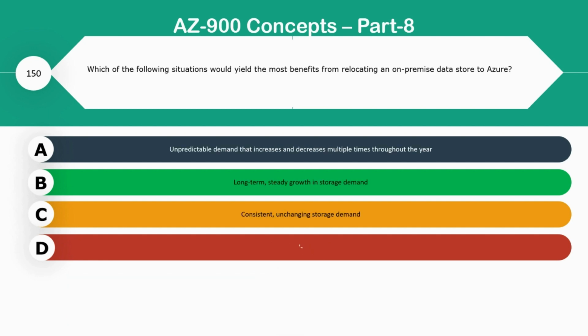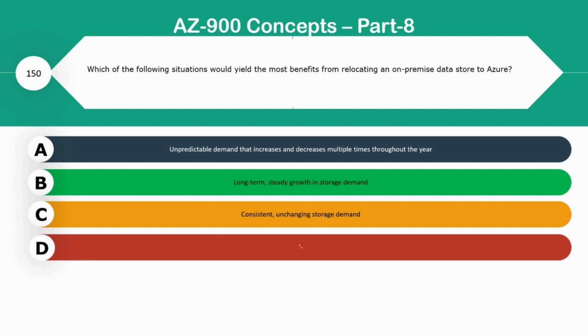Next is, which of the following situations would yield the most benefits from relocating an on-premises data store to Azure? Option A, unpredictable demand that increases and decreases multiple times throughout the year. Option B, long-term steady growth in storage demand. Option C, consistent unchanging storage demand.